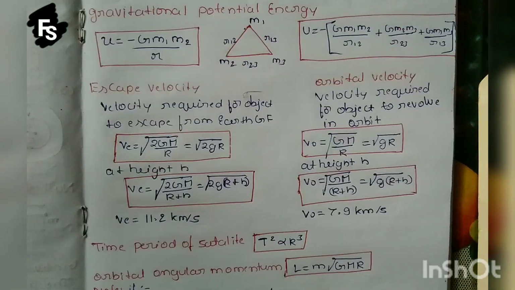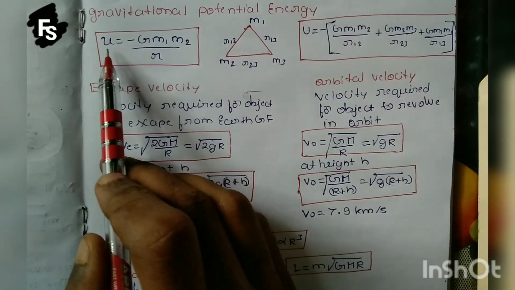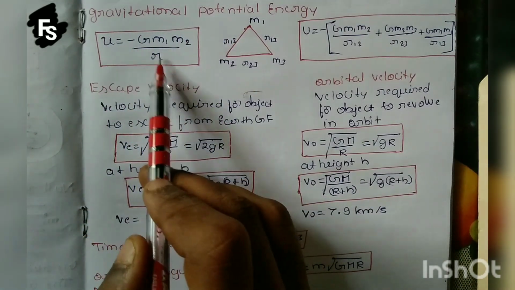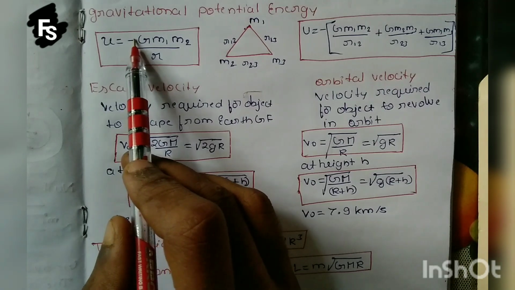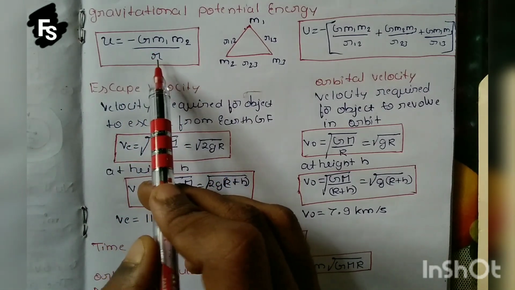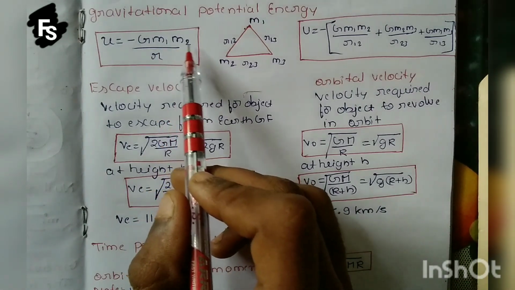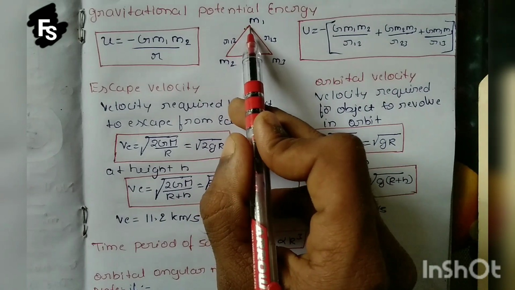Gravitational potential energy. What is gravitational potential energy? U is equal to minus Gm1 m2 by R. Minus is due to being opposite to the gravitational field, minus Gm1 m2 by R. Here m1 is the mass of the first object, and m2 is the mass of the second object.